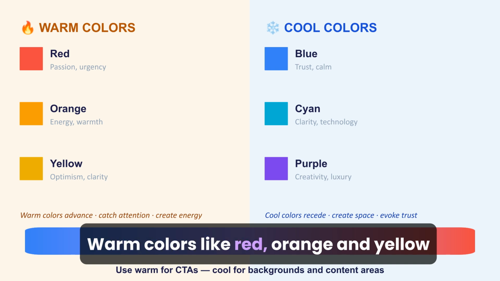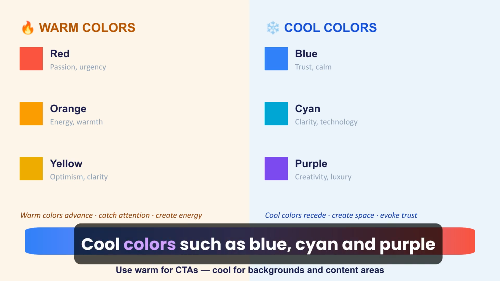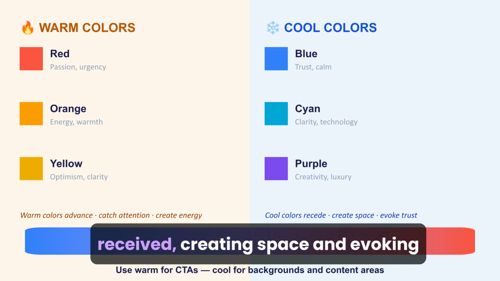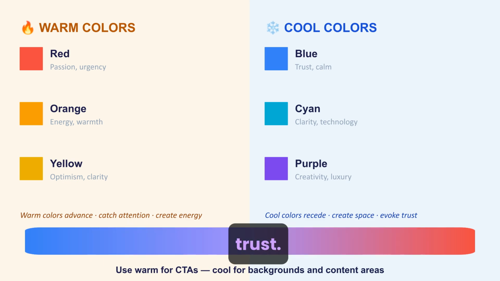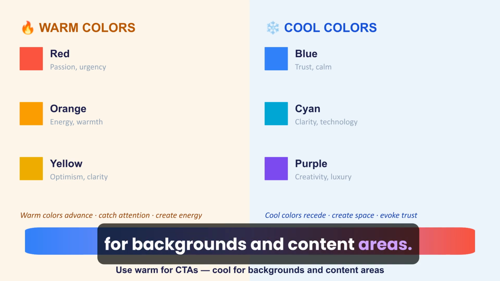Warm colors like red, orange, and yellow advance, catching attention and creating energy. Cool colors such as blue, cyan, and purple recede, creating space and evoking trust. Use warm colors for CTAs and cool colors for backgrounds and content areas.